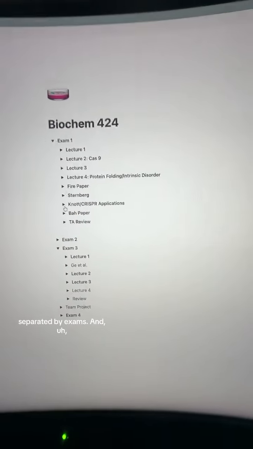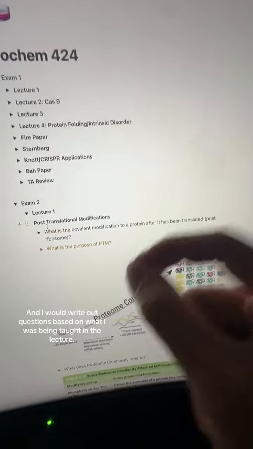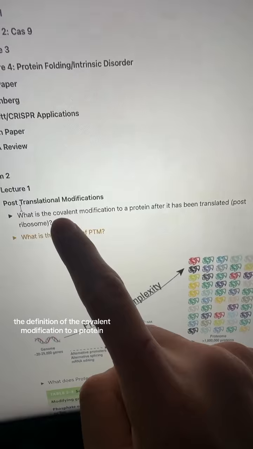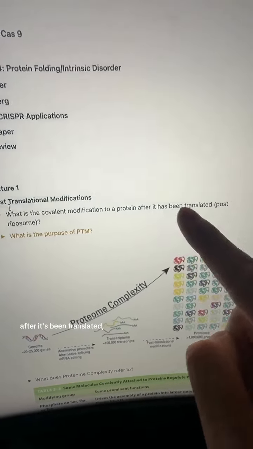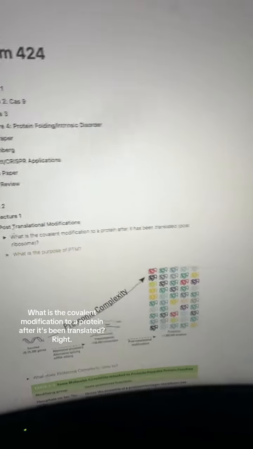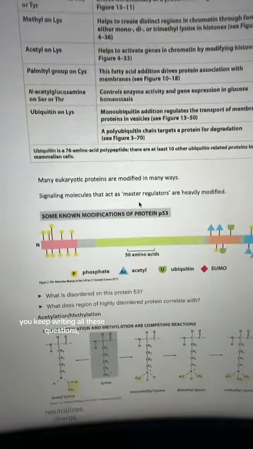Okay, I separated it by exams, and within the exams there's lectures, right? And I would write out questions based on what I was being taught in the lecture. So for example, instead of writing the definition of the covalent modification to a protein after it's been translated, I would write myself a question: what is the covalent modification to a protein after it's been translated? And then within the toggle, I would write the answer. As you go through the lectures, you keep writing all these questions.